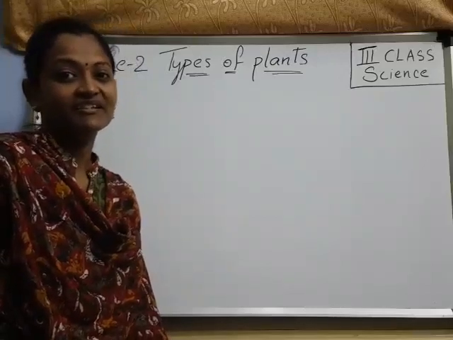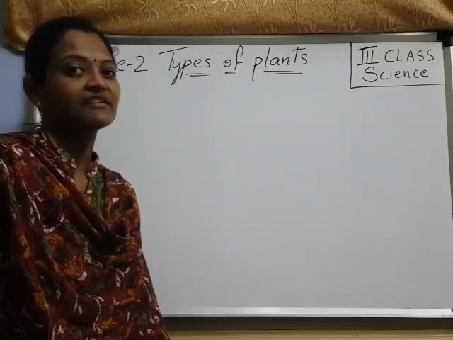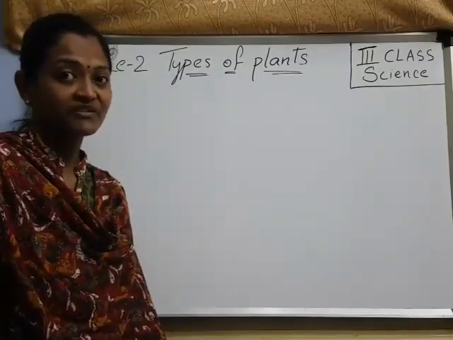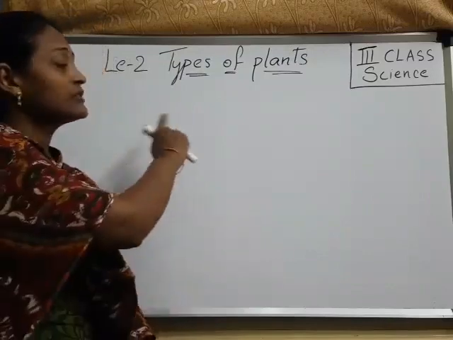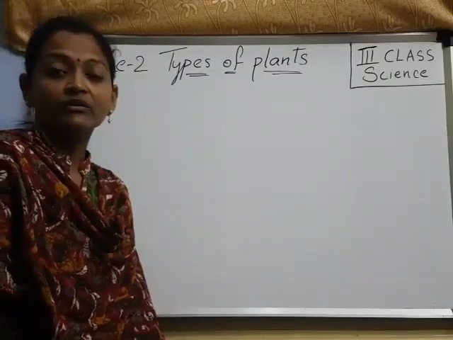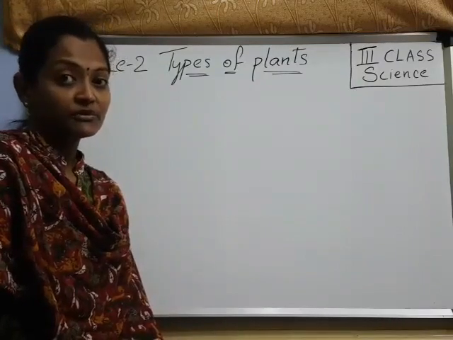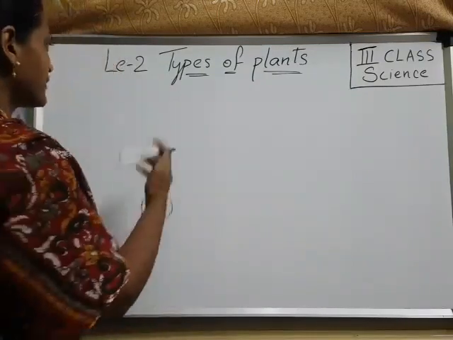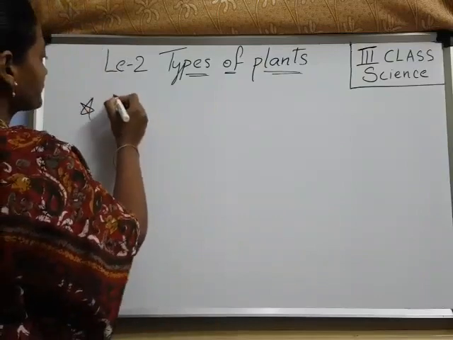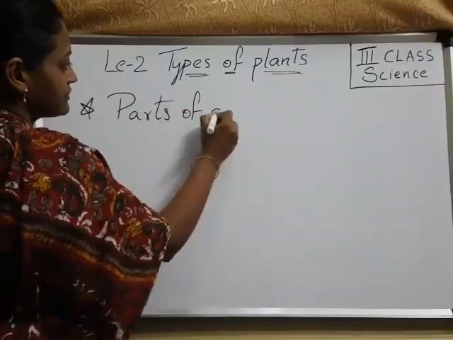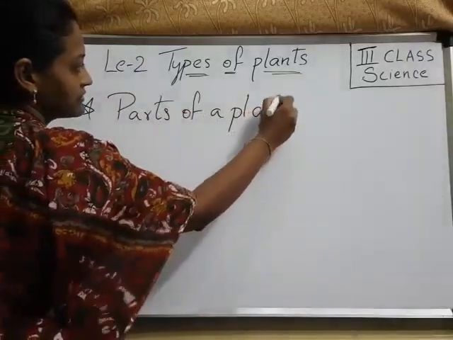Yes, children, in the previous science class, we learned about the second lesson, types of plants, right? In that only we learned about the types of plants. Now, today, in this class, I am going to tell you about parts of a plant. What are those parts of a plant? You already know, right?